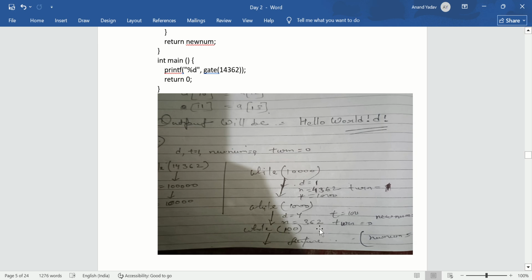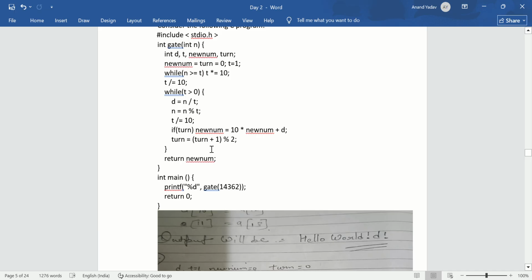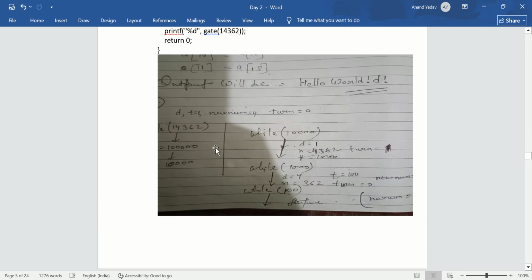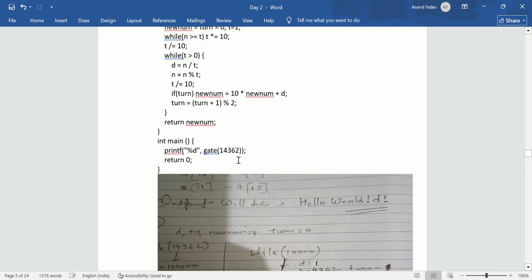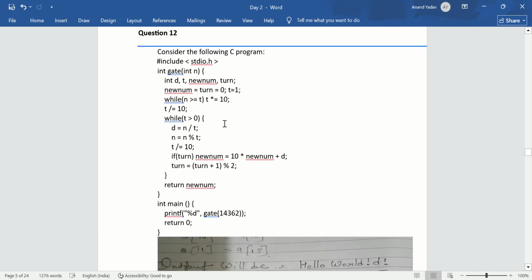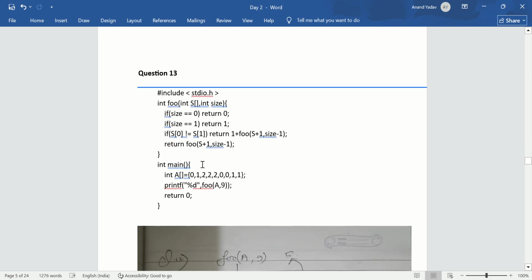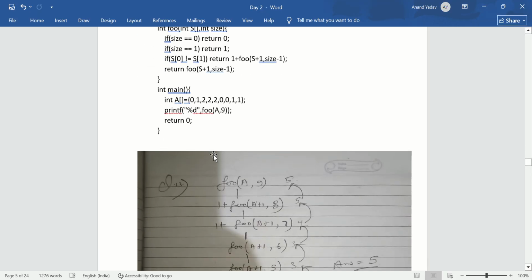Now in the second iteration, d is equal to 4, n is equal to 362, t is equal to 100, turn is equal to 0, new num is equal to 4. Now for 100, further it goes the same way. It calculates 42. Answer is 42. No, 46. Answer is 46. In this way I solve this question. Now the next question is question number 13.